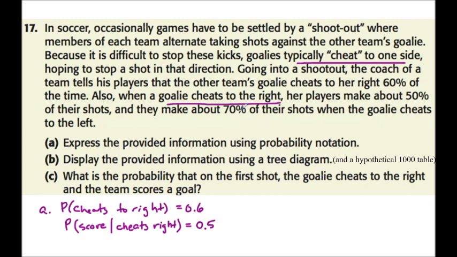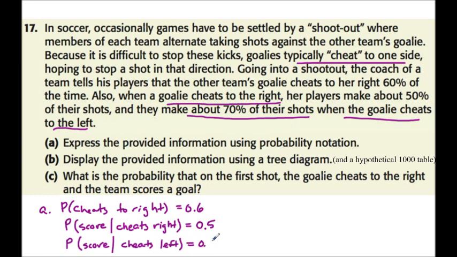And finally, the other bit of information is they make about 70% of the shots when the goalie cheats to the left. So given that the goalie cheats to the left, they're going to make about 70% of the shots. So again, that's P. They're going to score or make the shot given that the goalie cheats left. That's going to occur 70% of the time, or 0.7.